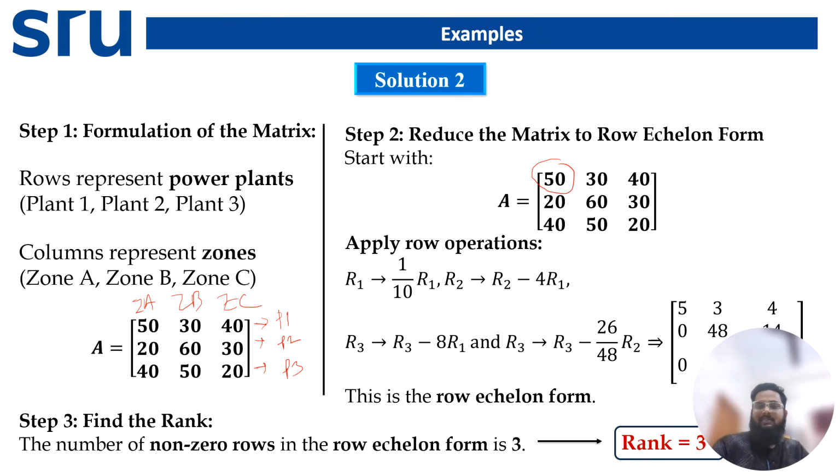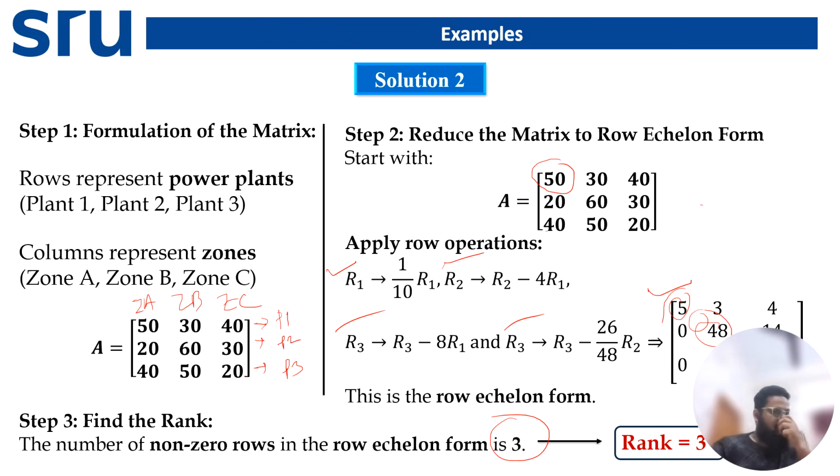To make the problem easy, we have done this first operation, R1 equals 1 by 10 R1, to make it 5, 3 and 4. Now if it is 5, then directly 20 minus 5 into 4 can be 0. If it is 5, then 40 minus 5 into 8 can be 0. Using these three operations you get this matrix. It is not clearly visible due to the video, but if you convert this, you will get 3 pivots here, here and the last diagonal. So the rank will be 3.